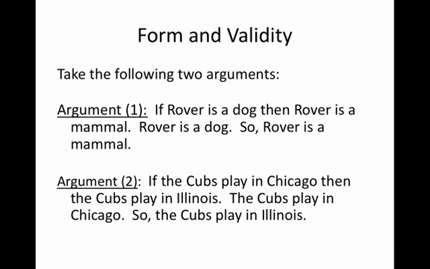Well, take the following two arguments. Argument 1. If Rover is a dog, then Rover is a mammal. Rover is a dog, so Rover is a mammal. Argument 2. If the Cubs play in Chicago, then the Cubs play in Illinois. The Cubs play in Chicago, so the Cubs play in Illinois.